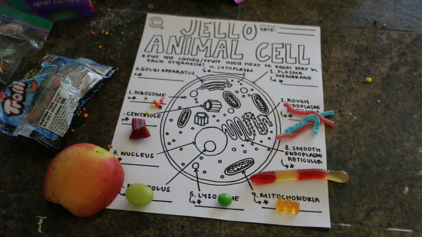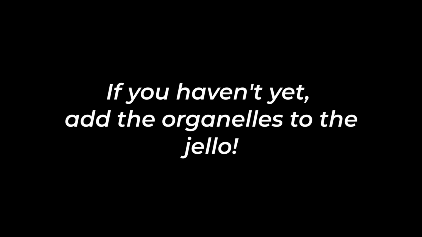Here's an example. We could use normal gummy worms to represent the SER because they look smooth, and sour gummy worms with the sugar on top to represent the RER because they look rough. Once you have come up with the candies, make sure to write them down on your coloring sheet. Now, let's put all of the candies into our gel model.